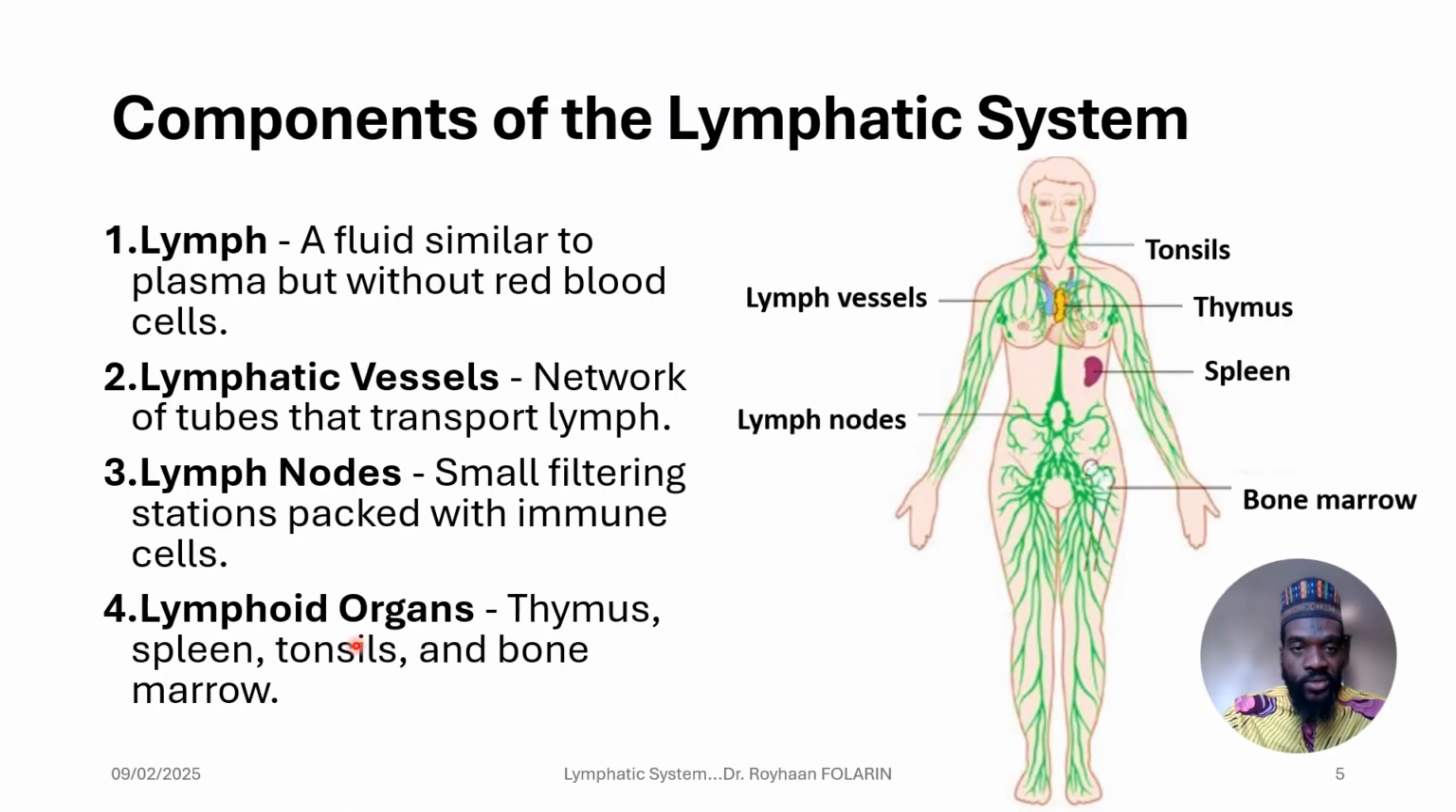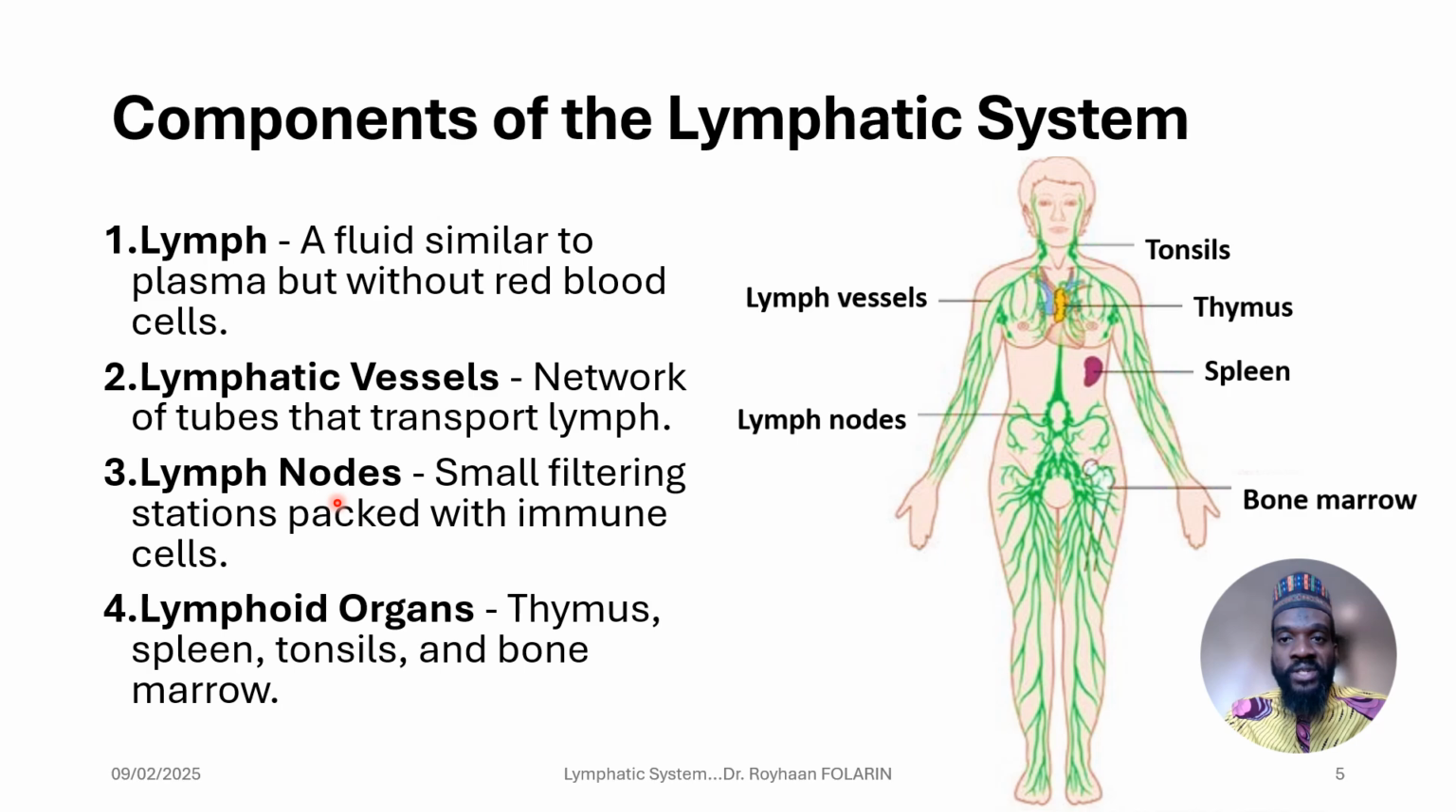Now let's take a closer look at the components of the lymphatic system. Lymph is the main fluid that is transported. So it is a fluid similar to plasma, but without the red blood cells. It's the main fluid that is transported, carrying waste and immune cells around. So what does this carriage, this vehicular movement, is the lymphatic vessels. So the vessels function similarly to blood vessels, right, guiding the lymph through the entire body. So they transport the lymph.